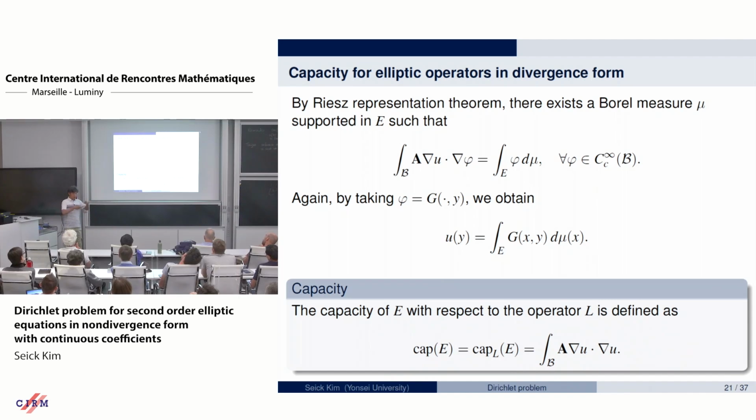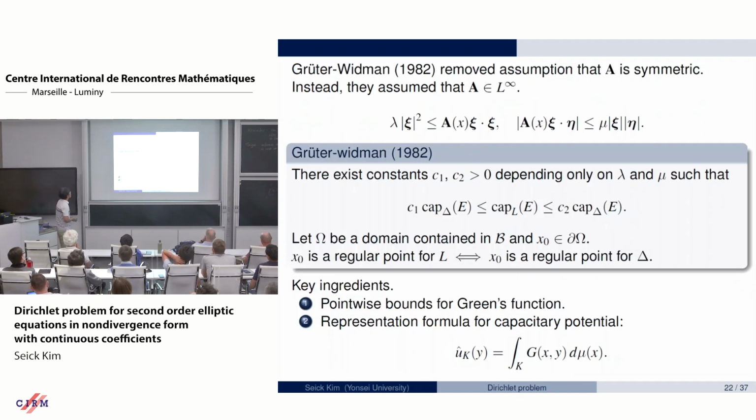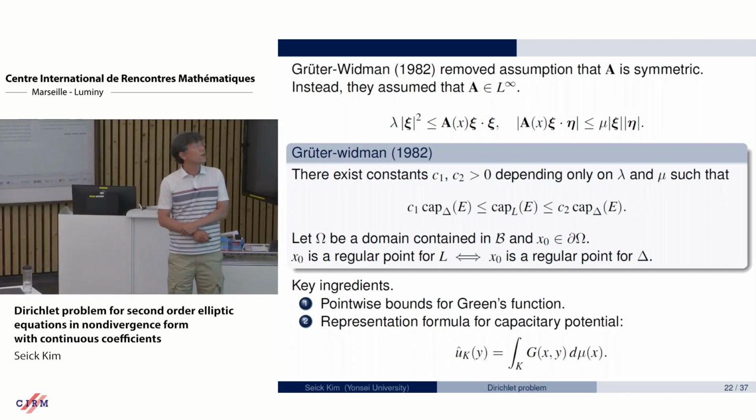And this agrees with the capacity for the Laplace operator, right? I mean, except that you are talking about the ball, not the entire set. But that's just a minor point, anyway. All right. So I have to say that in the Littman-Stampacchia-Weinberger paper, they assume that A is symmetric. Okay, but that condition can be removed. And there's a paper by Grüter and Widman without assuming the symmetry of A, but you have to assume that A is bounded anyway.